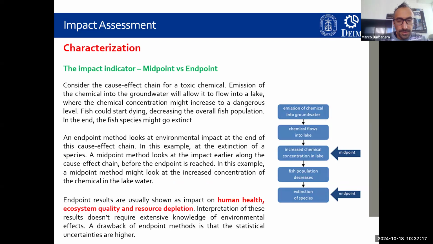For example, here you can see the cause-effect chain for a toxic chemical. In this example, we can read in this slide that the emission of this particular toxic chemical into the groundwater will allow it to flow into a lake where the chemical concentration might increase to a dangerous level. Then, after which fish could start dying, decreasing the overall fish population, and at last the fish species might go extinct.